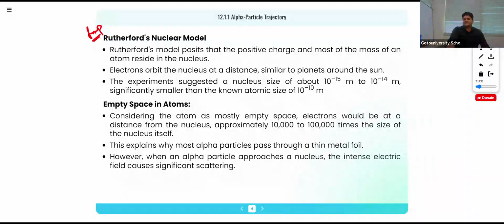What about the empty space in the atom? Considering the atom as mostly empty space, electrons would be at a distance from the nucleus approximately 10,000 to 1 lakh times the size of the nucleus itself. This explains why most alpha particles pass through a thin metal foil. However, when an alpha particle approaches a nucleus, the intense electric field causes significant scattering.